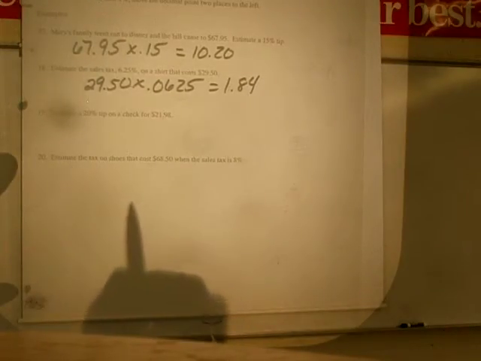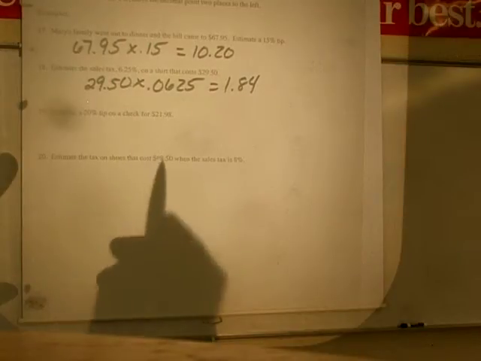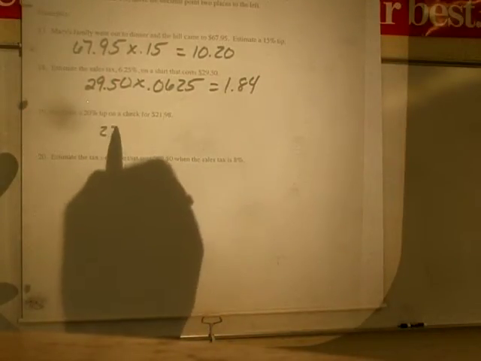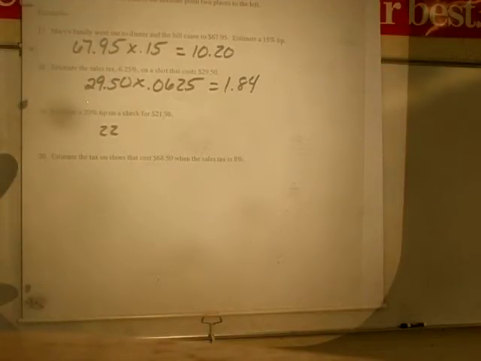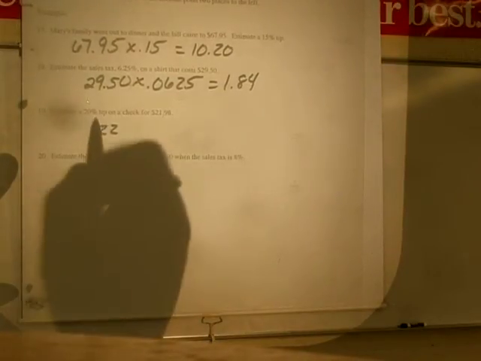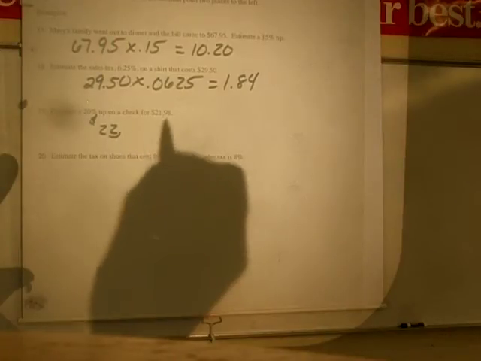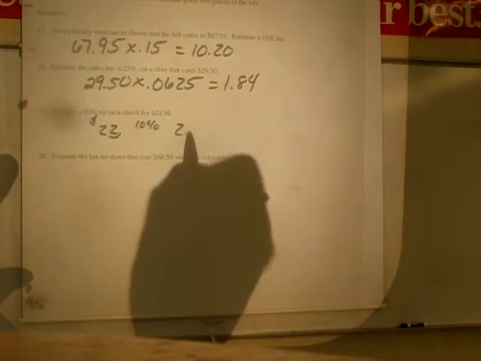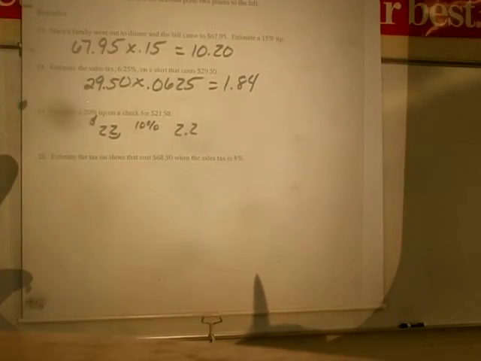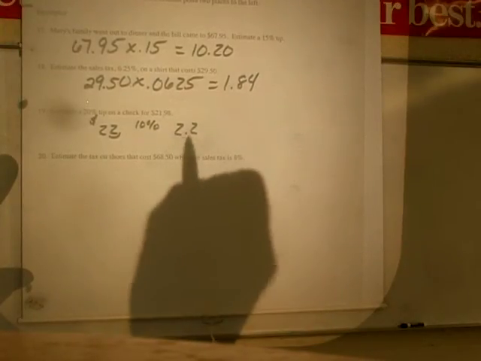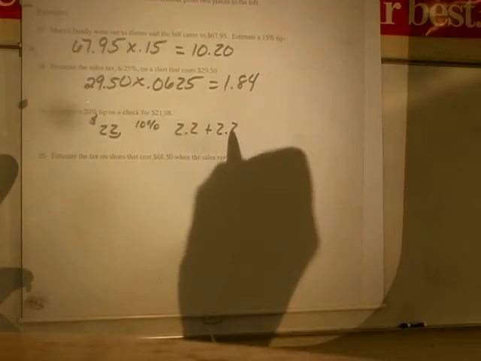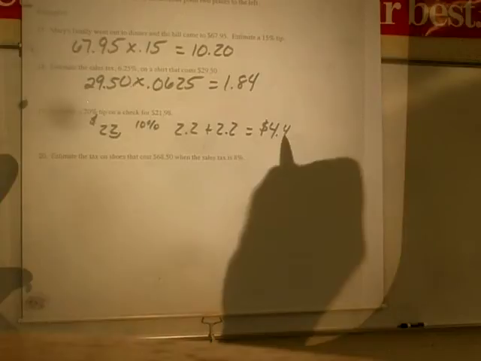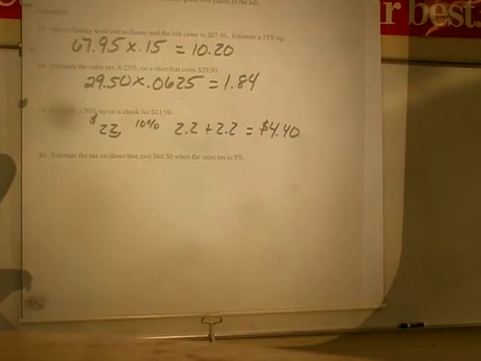Estimating a 20% tip, I am going to estimate this one, and to estimate that, the $21.98 I would change to $22. 10% of that, you would move your decimal point over one place, so that would be $2.20. We wanted 20%, so we need 2 of those, and 20% then would be $4.40.